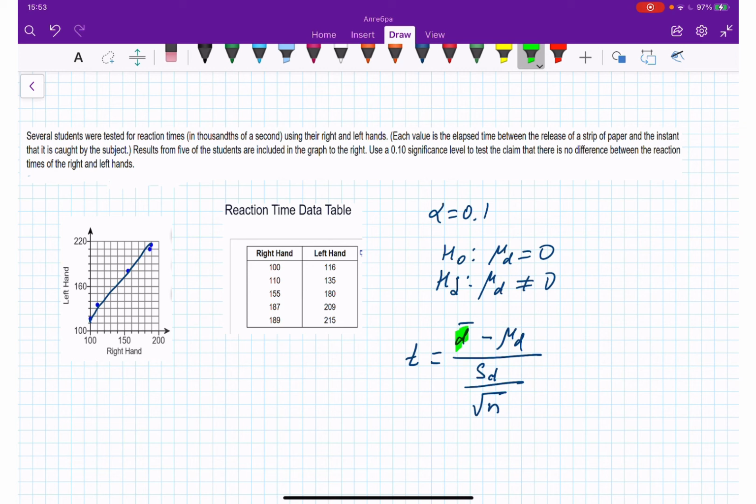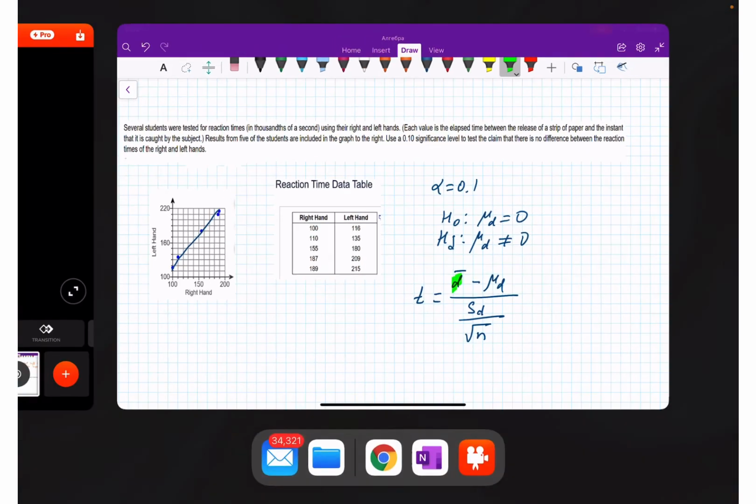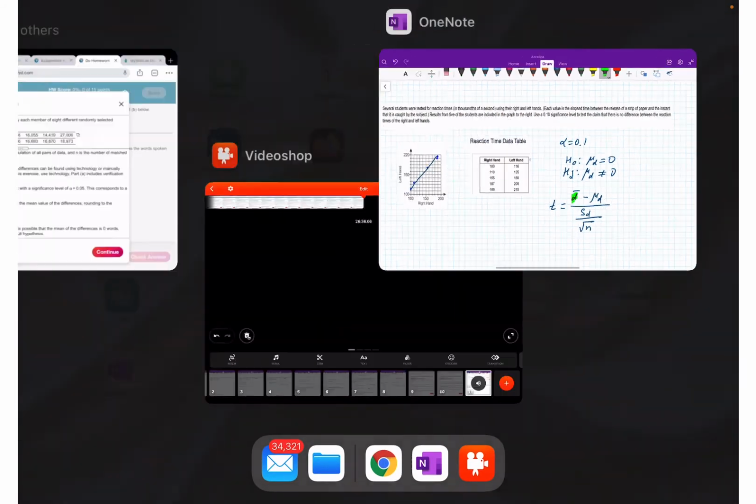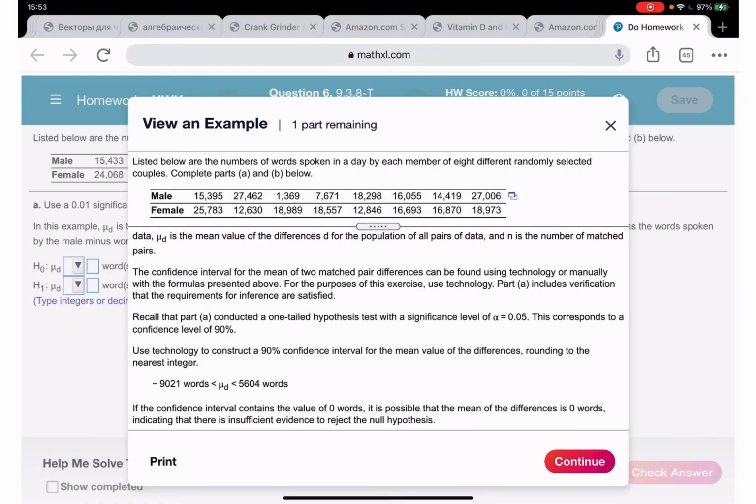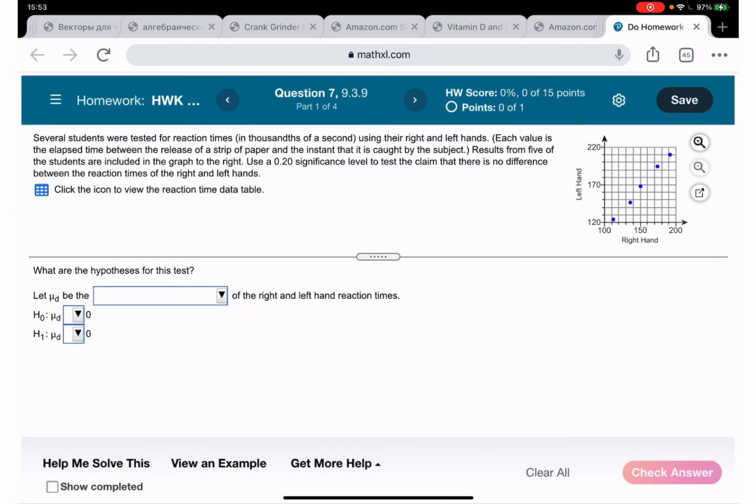So I prepared in an Excel spreadsheet d bar, so you can get d bar. Let me see, although you have it in StatCrunch also, it's negative 17.4. Let me open. Okay, so we can have another conversation.